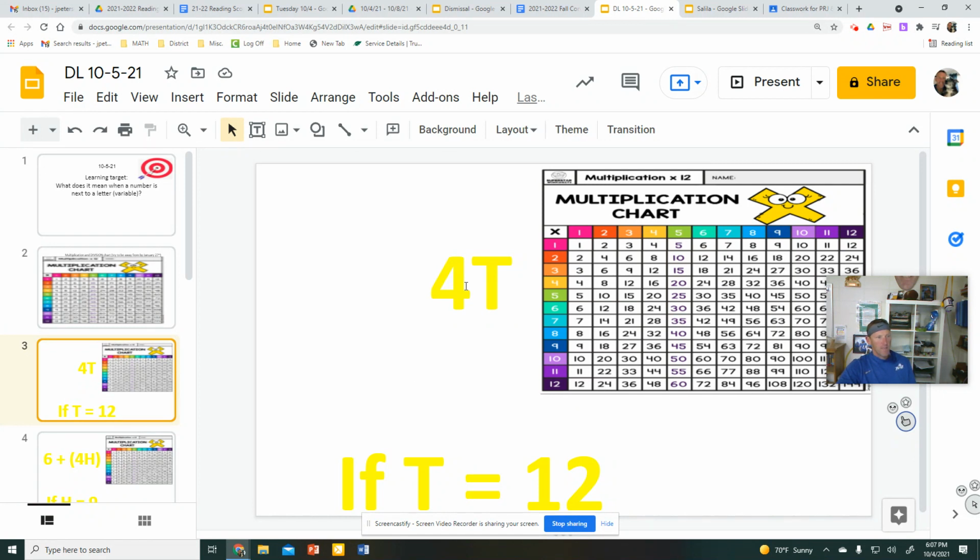What we have here is our number 4 next to t. And we need to know that when we don't see anything in between the number and the letter, it means we're going to multiply. That's why we have our chart here. We'll take 4, and we know that t is 12. It's telling us that here. 4 times 12. You can go down your 4, stop when you get to your 12. So we would evaluate this. We would simplify it to make it 48.